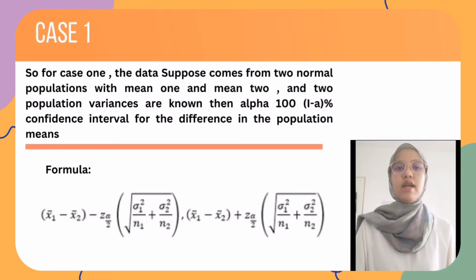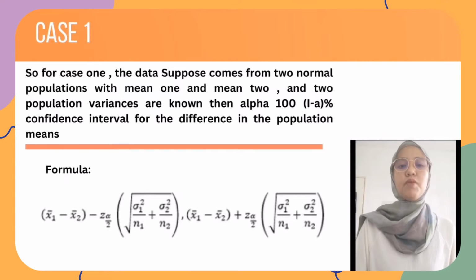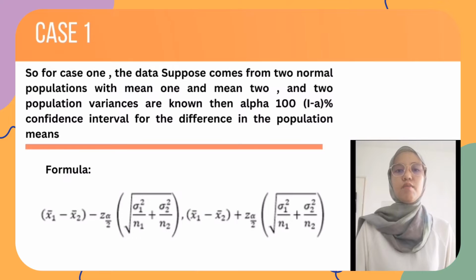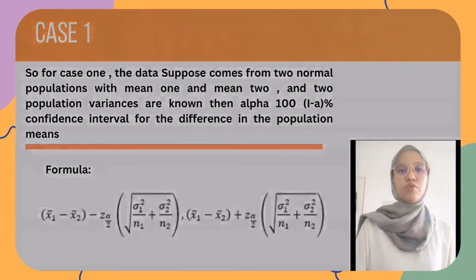So for case 1, the data come from two normal populations with mean 1 and mean 2, and the two population variances are known. Then the 100 multiplied by (1 minus alpha) percent confidence interval for the difference in the population means, mean 1 minus mean 2, has the formula: sample mean 1 minus sample mean 2, plus minus z alpha divided by 2, multiplied by the square root of variance 1 divided by n1 plus variance 2 divided by n2.